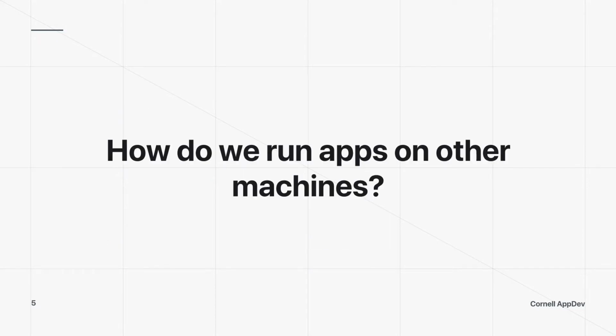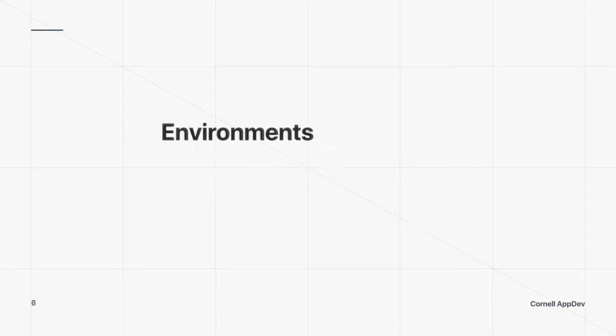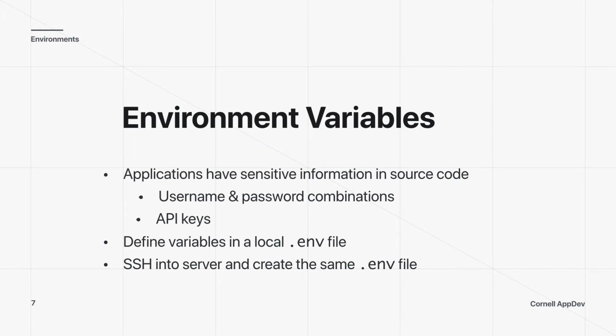So now let's get into the topic of this lecture, which is how do we run apps on other machines? Something very important if you're going to be a backend developer is working with environments. The number one thing that you need to set up when you're working on a project is environment variables. Your application could have some sensitive information like username and password combos, API keys.